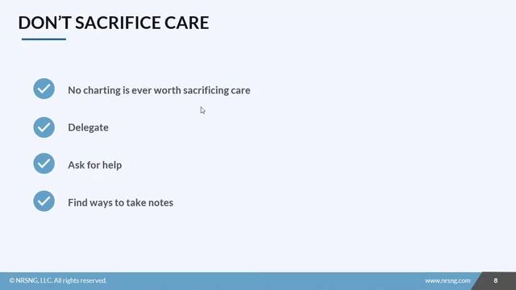Okay, finally, there is one thing that I want to stress, and it's really important, and I want to make sure that we drive this home. It's this idea that charting is this huge, daunting black cloud that goes over every nurse, and it's just not that. It's really important, and it's an accurate reflection of the care that you give, but you also have to remember that your patient comes first, and you should never allow your charting to sacrifice care for your patient.